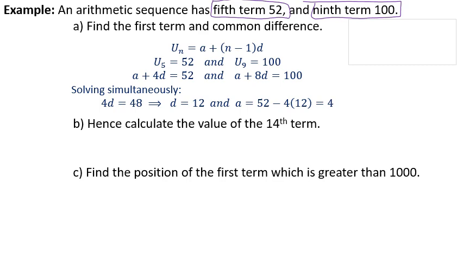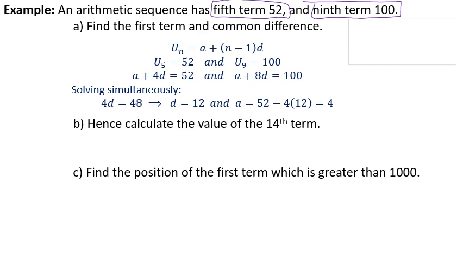This sequence apparently starts at 4 and goes up in 12s. And it's not a bad idea to just verify that. If the numbers involved are small enough, you can start at 4. You just need to add 12 4 times to get to the 5th term. And yes, that does get you to 52. And if you go up another few times, you'll get to the 9th term. And yes, that will give you 100.